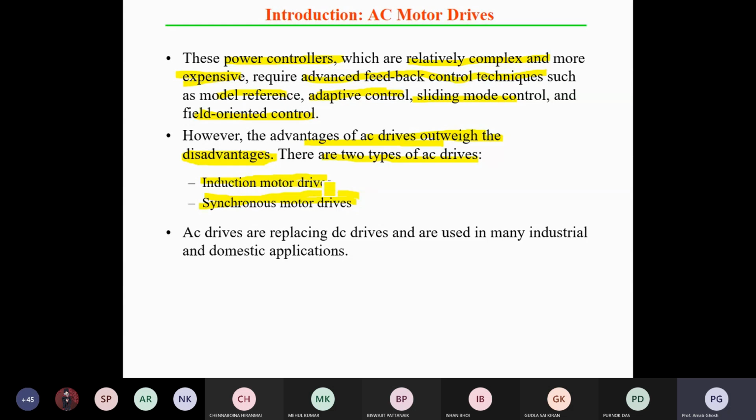We can use them in any of the applications, especially for tractive effort, traction. That is our main concern. Why are we using that? Because traction is important, so that's why we are using it.